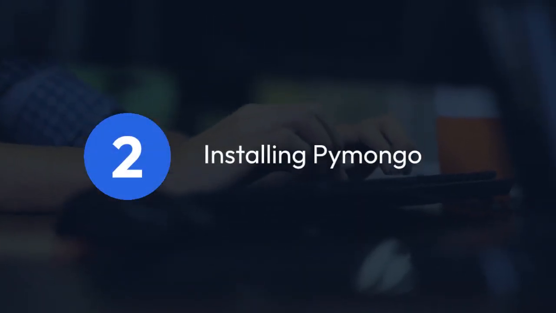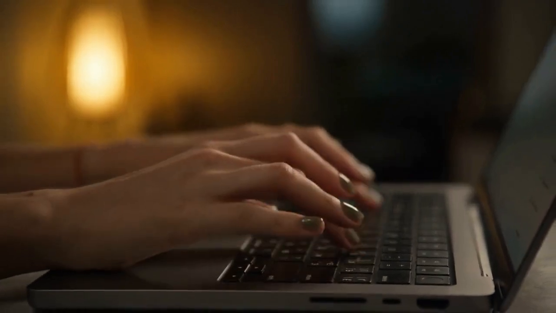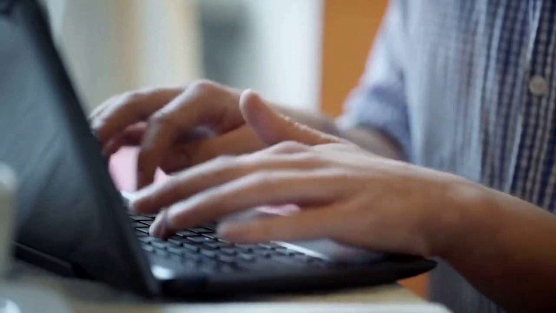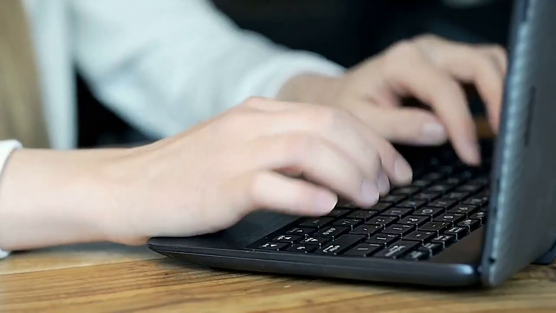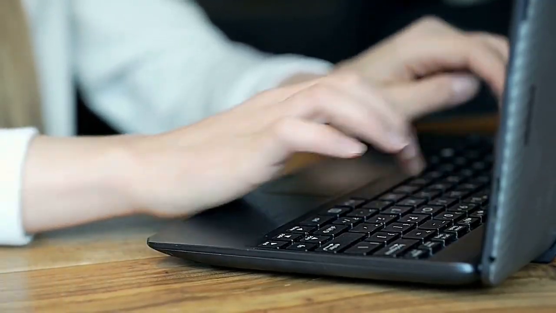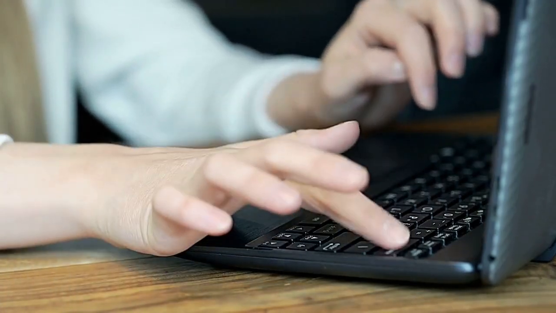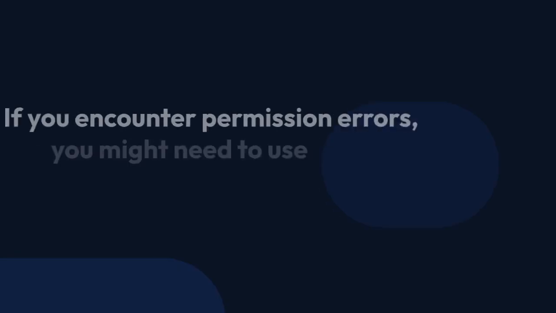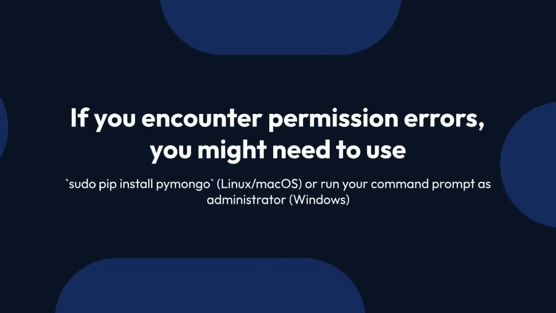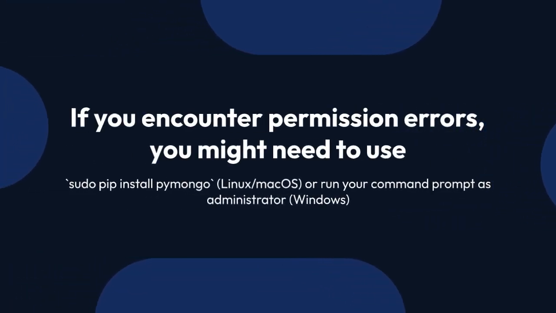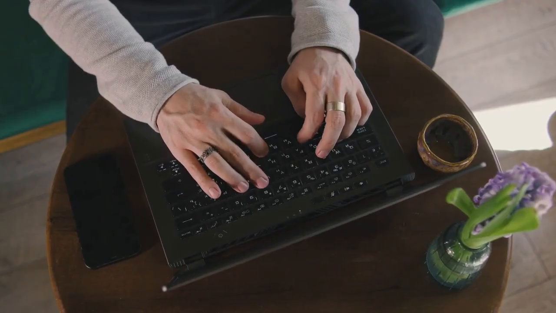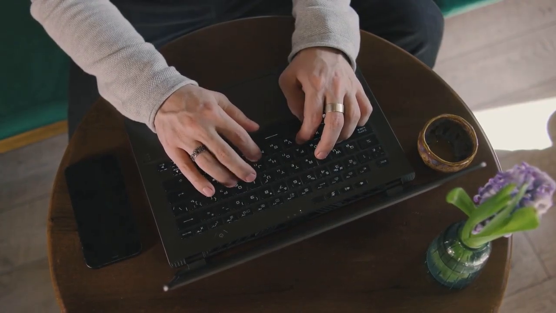2. Installing pymongo. To install pymongo, use the command pip install pymongo. Make sure you're using the correct Python environment. If you have multiple versions of Python, you might need to use pip3 install pymongo or specify the path to your Python installation. If you encounter permission errors, you might need to use sudo pip install pymongo, Linux, Mac OS, or run your command prompt as administrator, Windows. After installation, try running pip list again to confirm pymongo is listed.